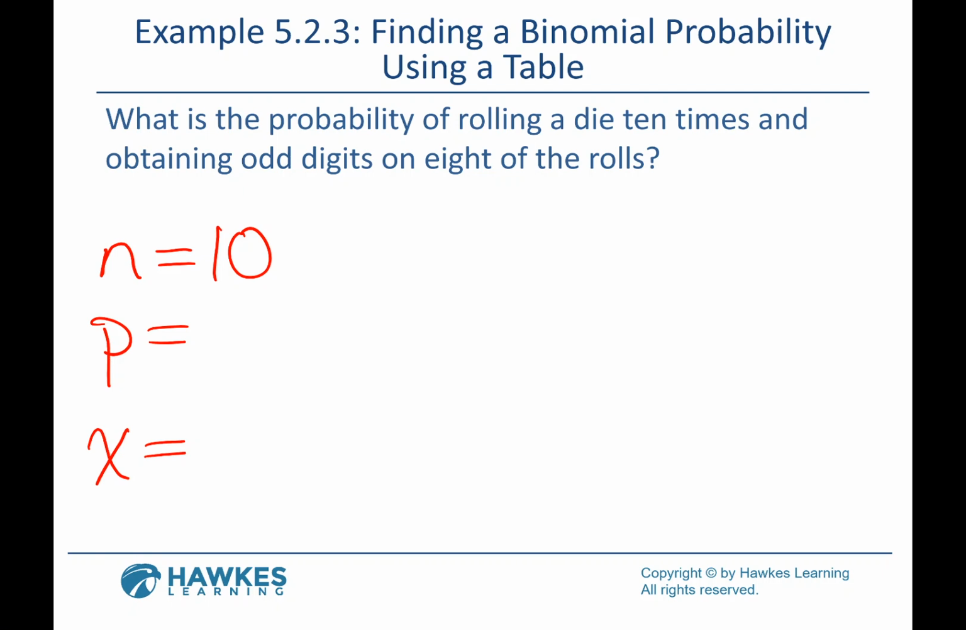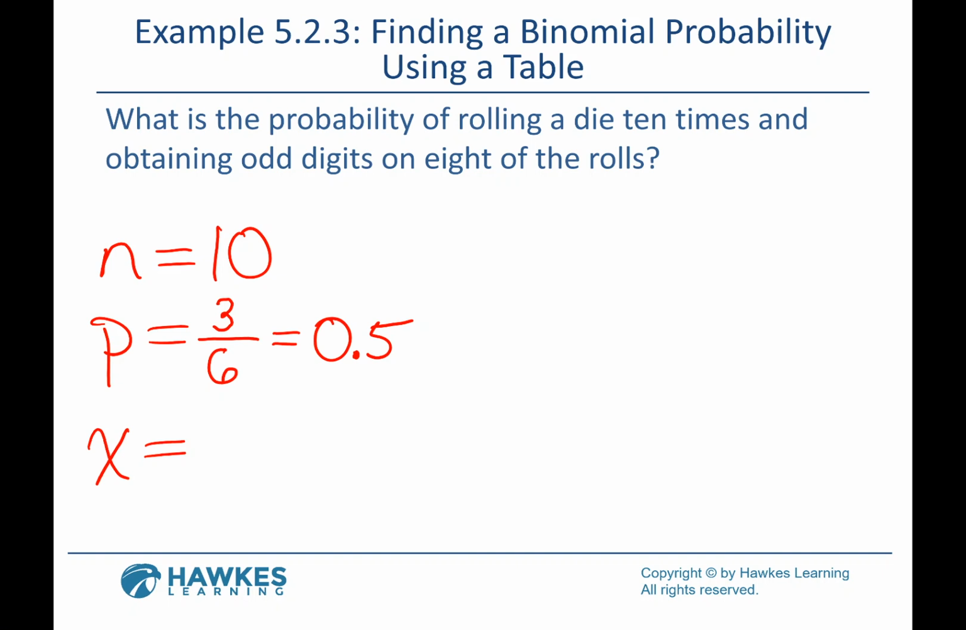Probability of success, we have to maybe think a little harder on this one. So how many odd digits do we have on a die? It's 6-sided, so we have 1, 3, and 5 on there. All right, so 3 odd digits out of 6 total possibilities. And as a decimal, it is 0.5 again. Okay, all these are not going to be 0.5, but this one is.